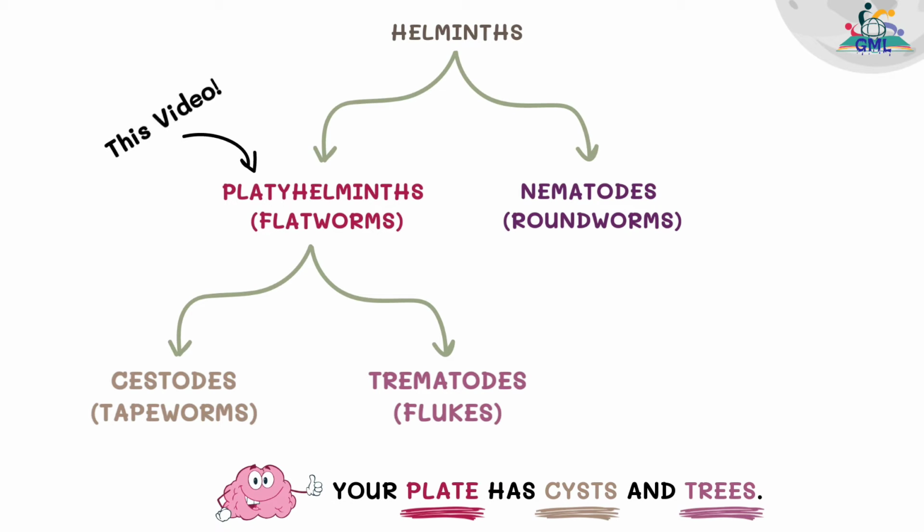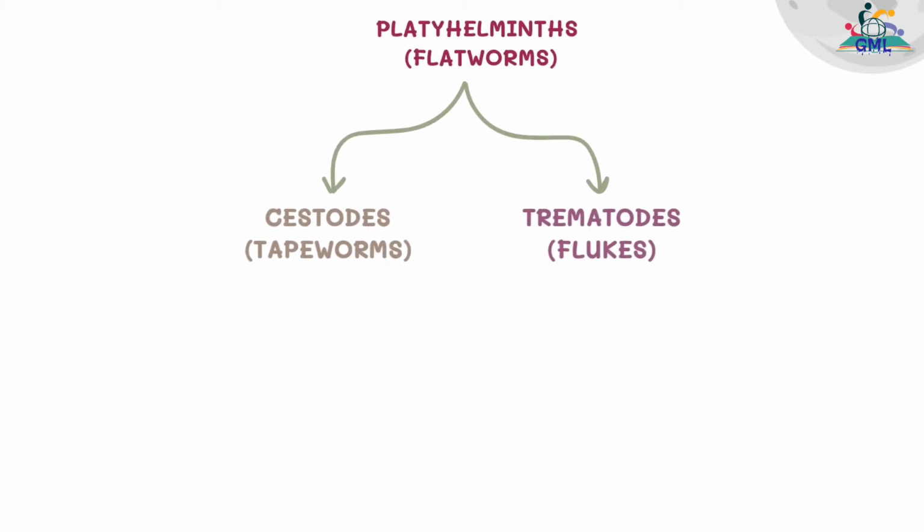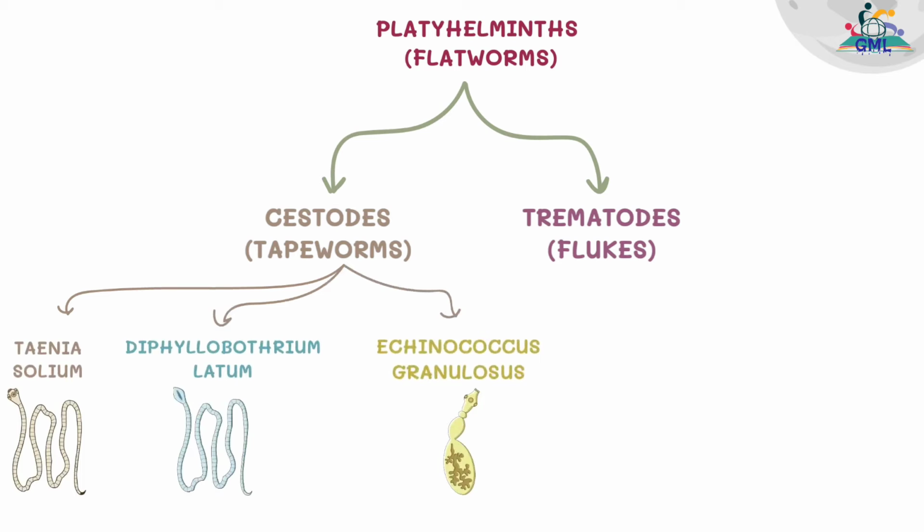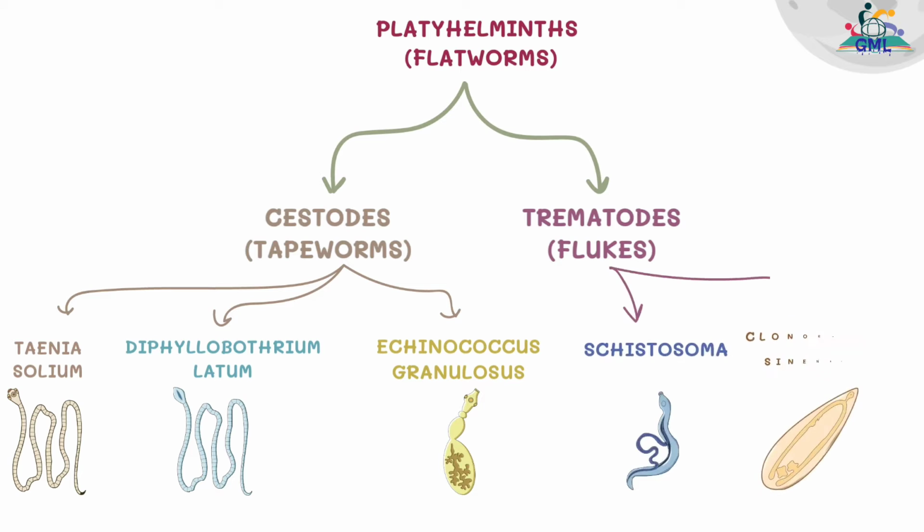In this video, we will focus on the platyhelminths, and we'll leave the nematodes for another video. Going back to our classification, under the first category, we have cestodes, or tapeworms if you wish. We will talk about Taenia solium, Diphyllobothrium latum, and Echinococcus granulosus. Whereas for trematodes, or flukes, we will talk about Schistosoma and Clonorchis sinensis. Please keep in mind that these two categories do not only include the species that we just mentioned, but these are the ones that we think are commonly tested in board examinations.